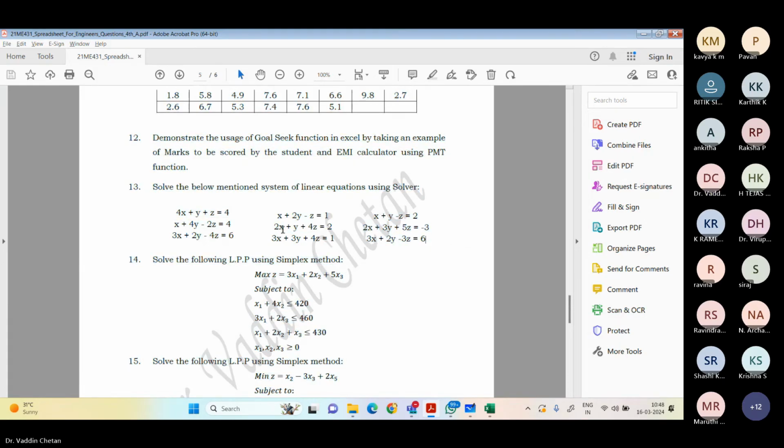Right? So here we have a system of linear equations. I have three equations, that is 4x plus y plus z equal to 4, x plus 4y minus 2z equal to 4, and 3x plus 2y minus 4z equal to 6. Now I need to calculate the values of x, y, and z.